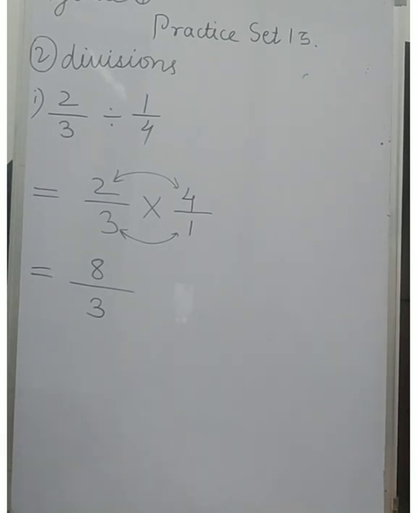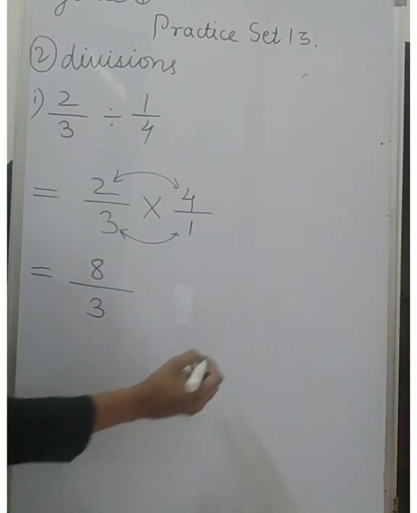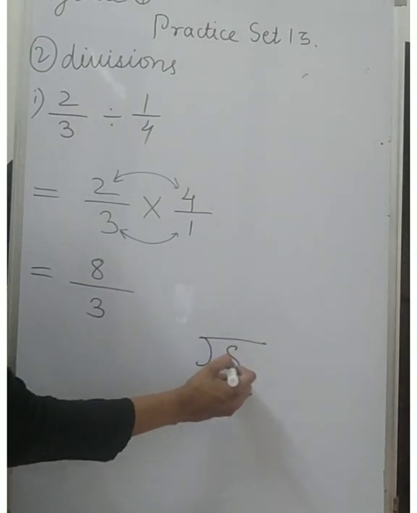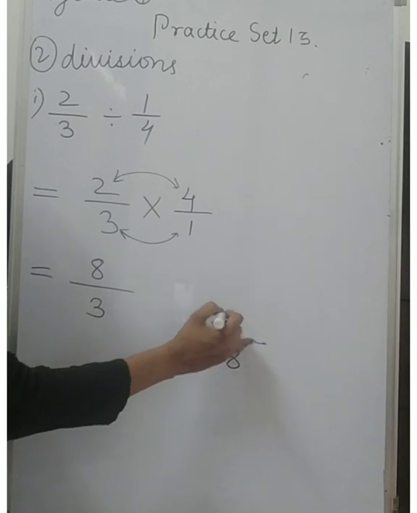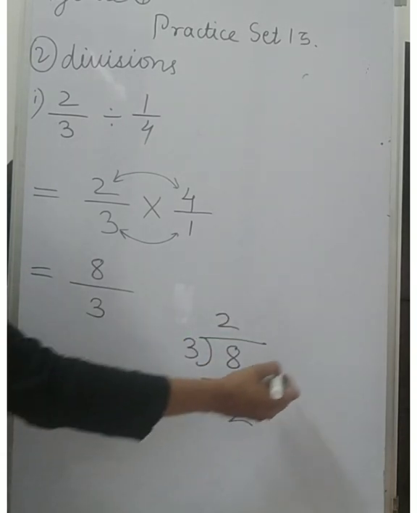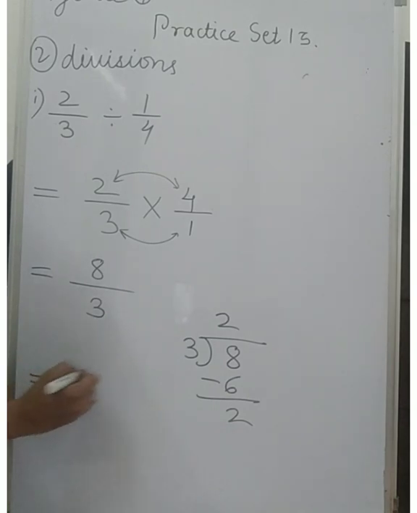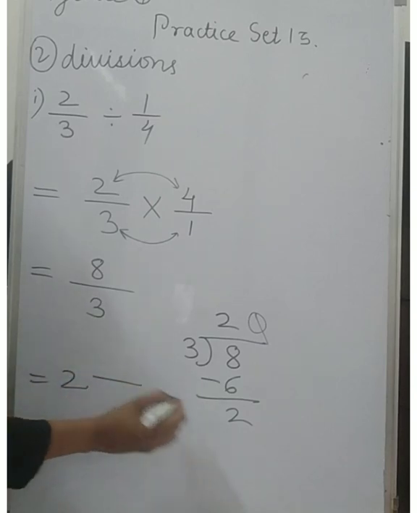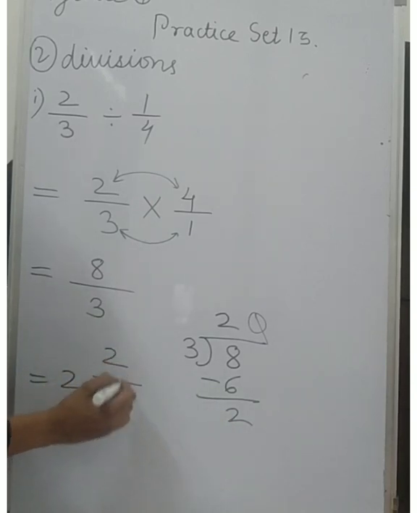And if I ask you to convert into mixed number, how will you convert it? You will divide 8 by 3. 3 2s are 6. Remainder is 2. And while writing QRD, what is Q? 2. Therefore, the mixed number will be 2, R means 2 and D is 3. This is the mixed number. Okay? Now the next question.